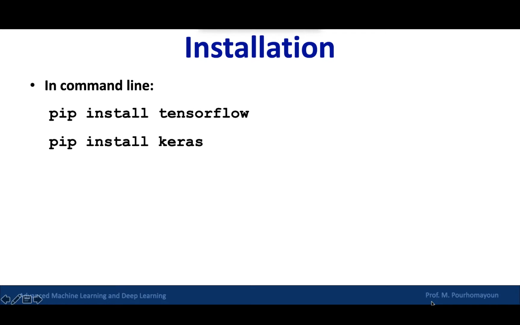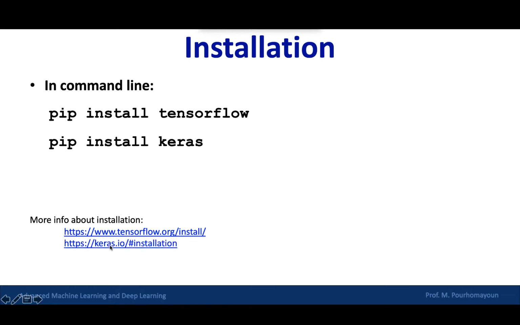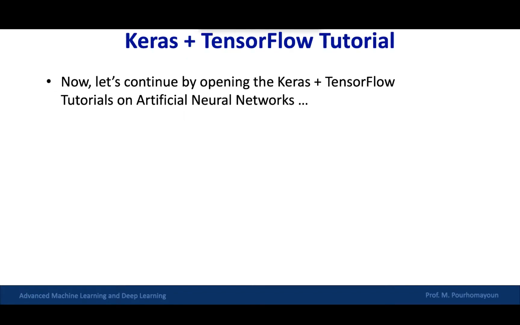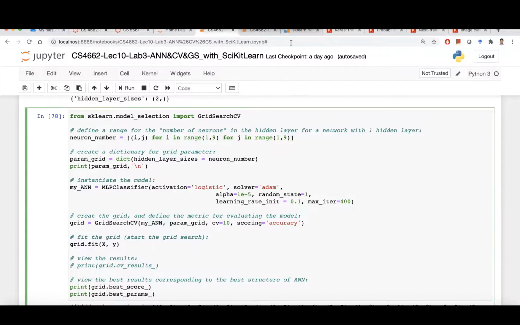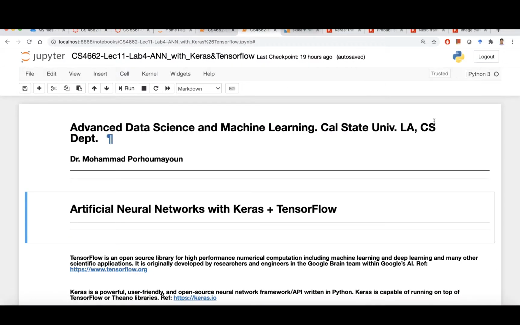Installation is very easy. You need to install these two. If you are a Mac user, just pip install TensorFlow and Keras in your terminal. If you don't have a Mac, or if you use Windows, you can see these links for more instructions about the installation. You need to install and add these two libraries to your Python. So let's open the tutorial and continue this topic.